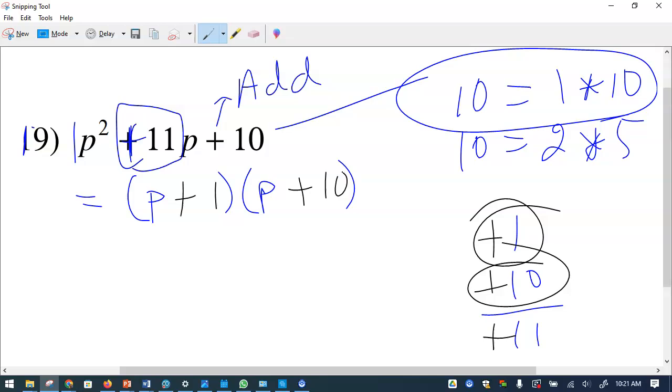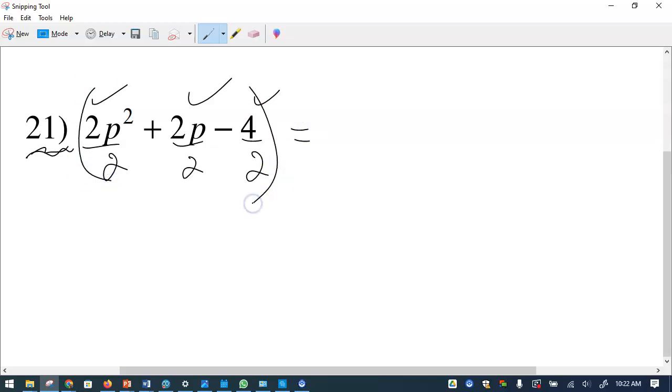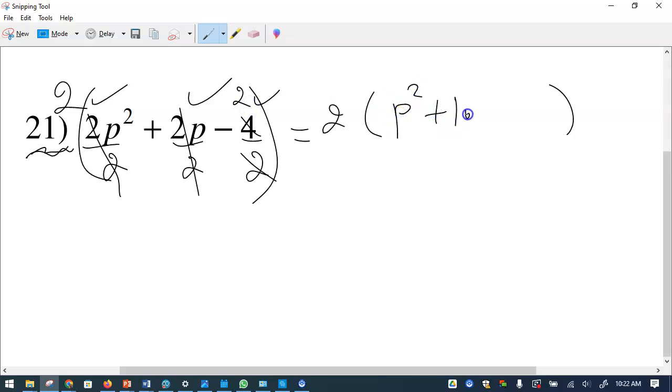Another one. This is question number 21, and you can see there is a 2 which divides. So divide by 2. When you divide, you also have to multiply, you can't just do only dividing. So 2 times what stays, this 2 goes away. This also goes. This 2 divides 4 two times. So what is left over is p squared plus 1p minus 2.